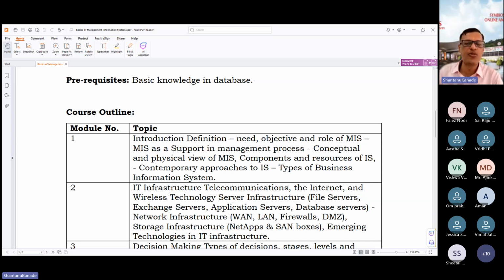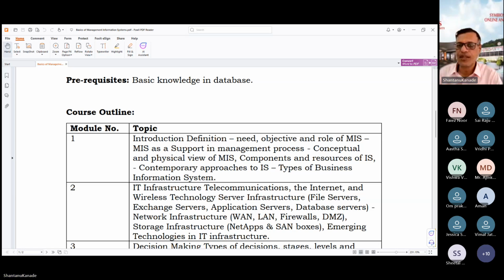The second module is related to IT concepts, information technology related concepts. Now, remember, whenever we are discussing management information systems, all these are computer based management information systems, CBMIS. Sometimes there are a few questions which are related to information technology or computer based management systems. So for that, you need to understand the concepts of IT infrastructure, telecommunication and its role in this IT infrastructure, internet, wireless technology, server infrastructure.